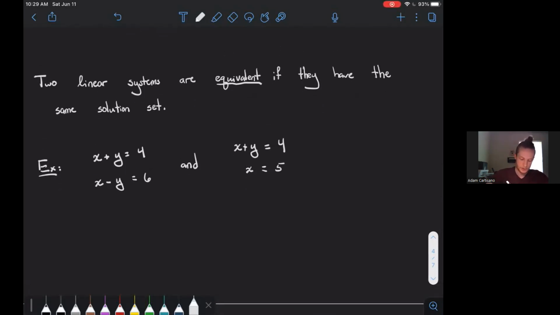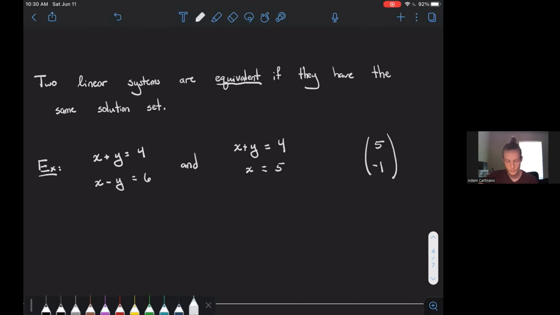Now, the solution in both cases is x equals, of course, 5, and y equals -1. You can see that in the second case, x has to be equal to 5. But if x is 5, how do you solve the first equation? You have to take a number, add it to 5, and get 4. You only have one option, right?